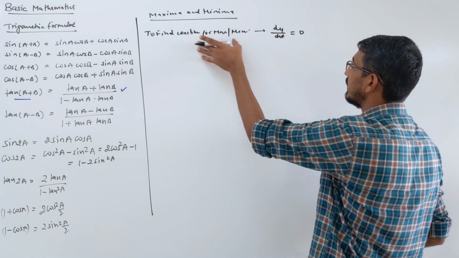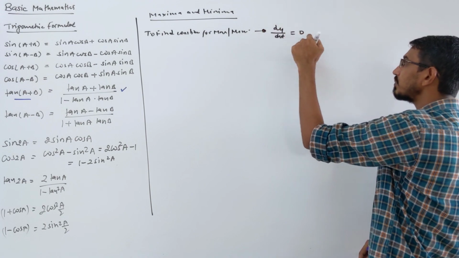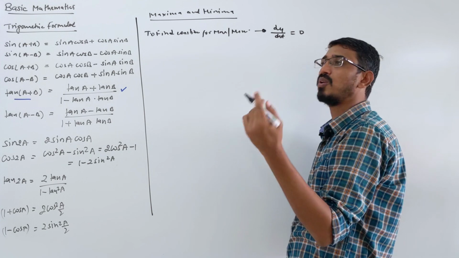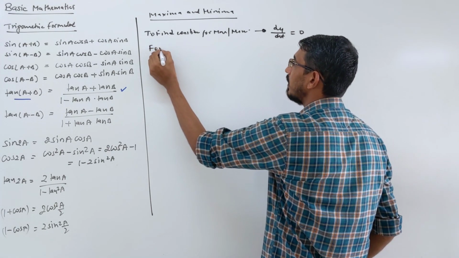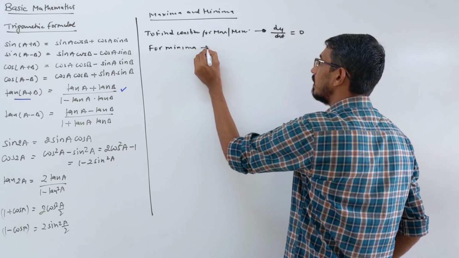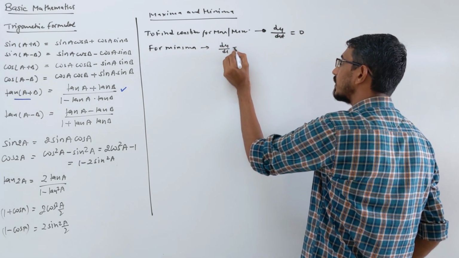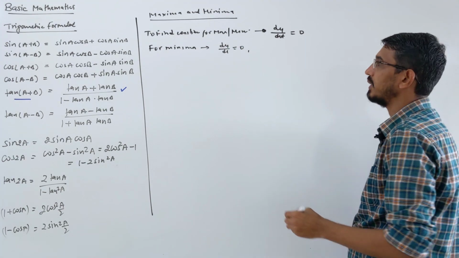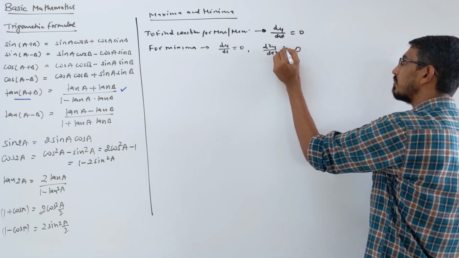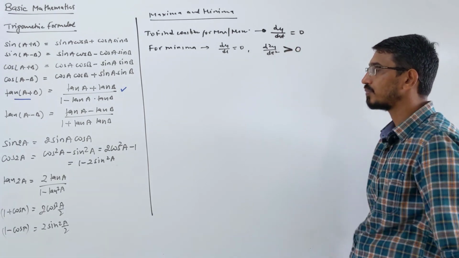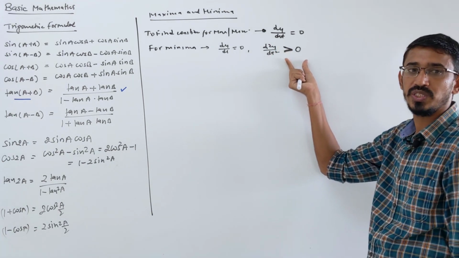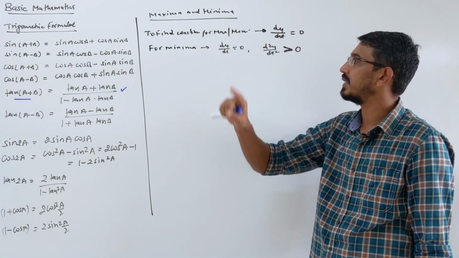To find the condition for maximum or minimum, you differentiate the given thing and equate to 0. Then you want to know whether that value is maximum or minimum. For minima, first dy by dt is already 0, right? Then you double differentiate this, that is d2y by dt square, and that value should become positive, more than 0. For minima, if you double differentiate and the answer is positive, more than 0, then that value will be minima under that condition.